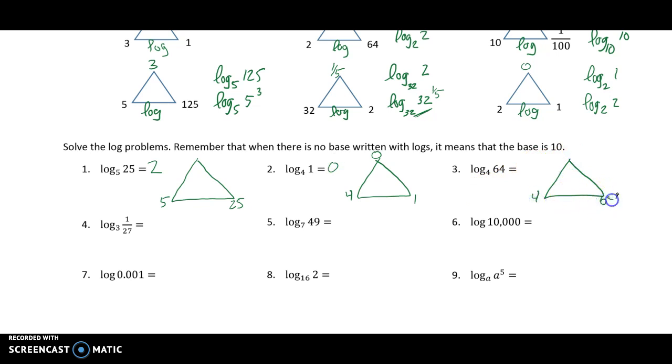4 and 64. 4 to what power is 64? That'd be 3. Got a 3 and a 1 over 27. Now we're looking at 3 to what power is 1/27? Well, I know it's moved down to the bottom now, so I know it's got to be negative. But 3 to what power is 27 is 3, so this answer is negative 3.